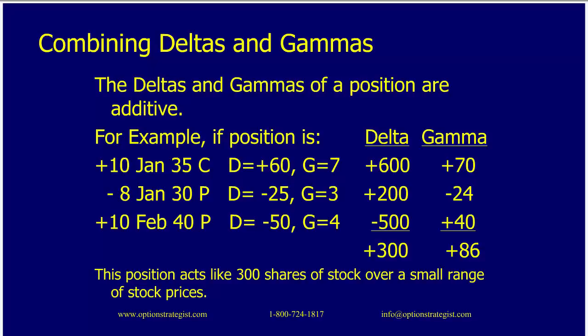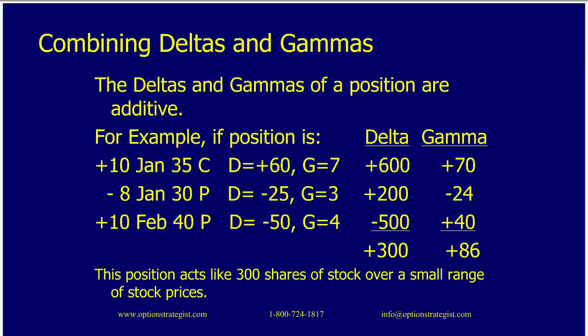What this means, sometimes I refer to the delta as ESP, equivalent stock or equivalent share position. The position will act like 300 shares of stock over a small range. Now, why is it over a small range? Because the deltas don't stay where they are. The gamma is going to move the delta, right? So it's only over a small range where we could say this particular position would act like 300 shares of stock.